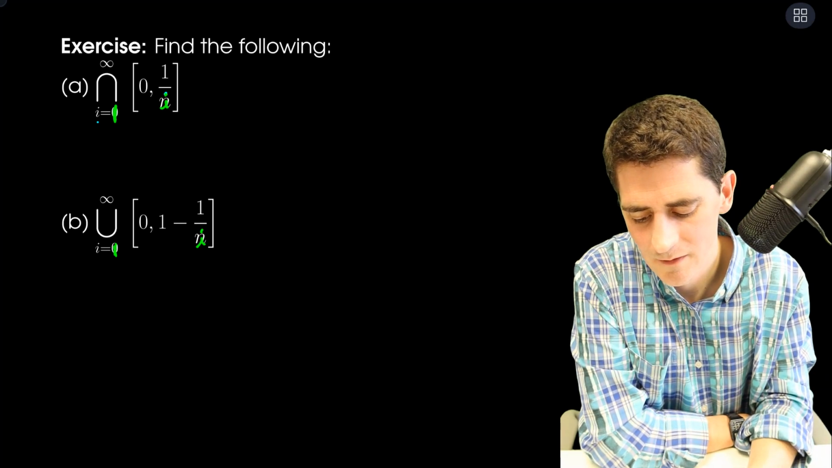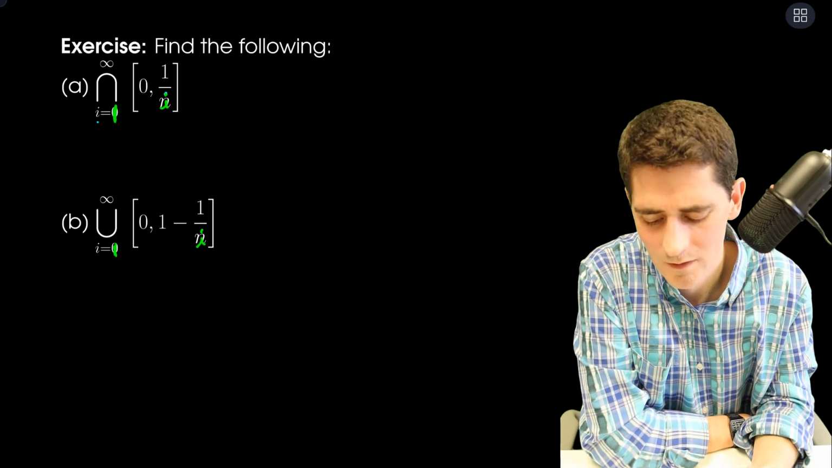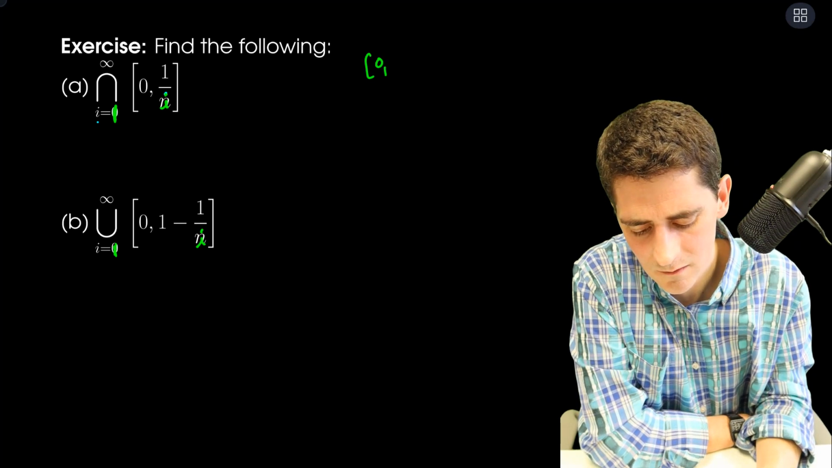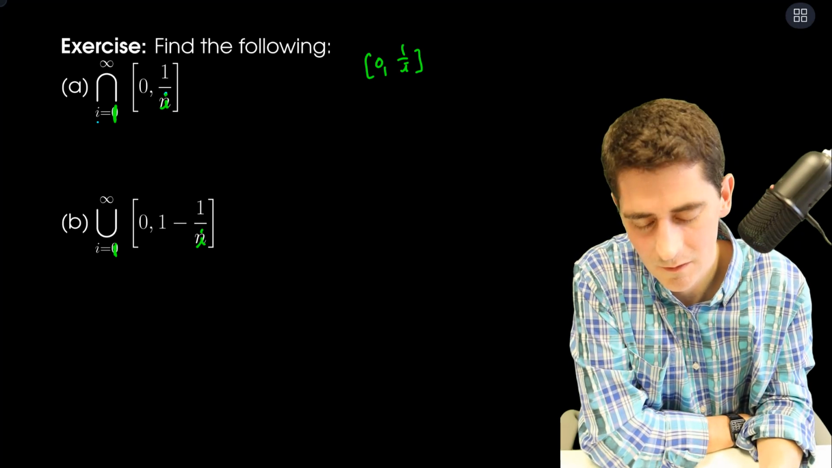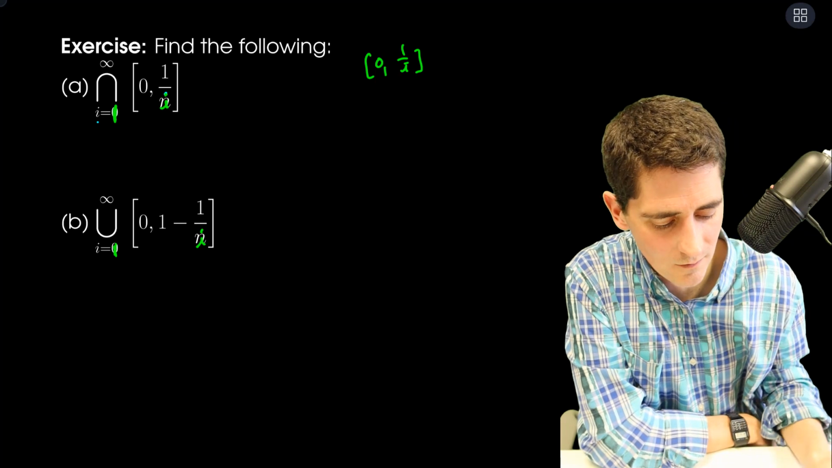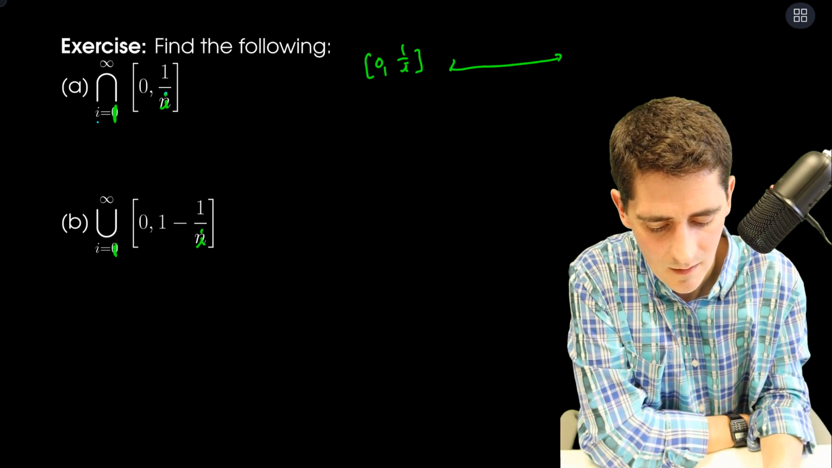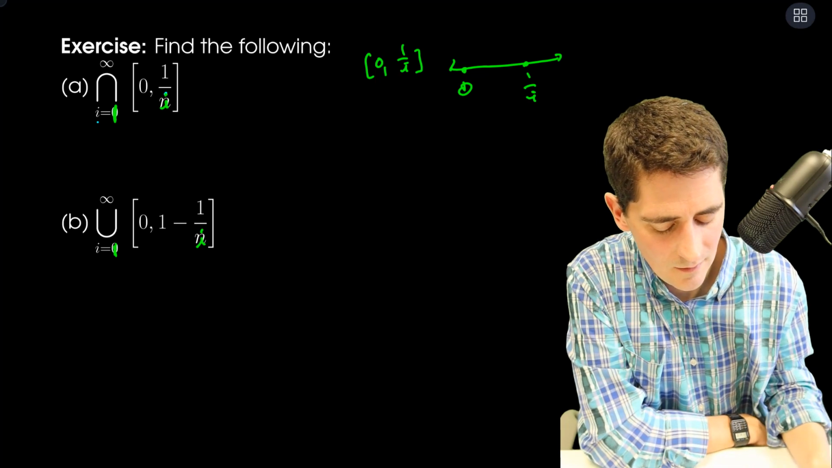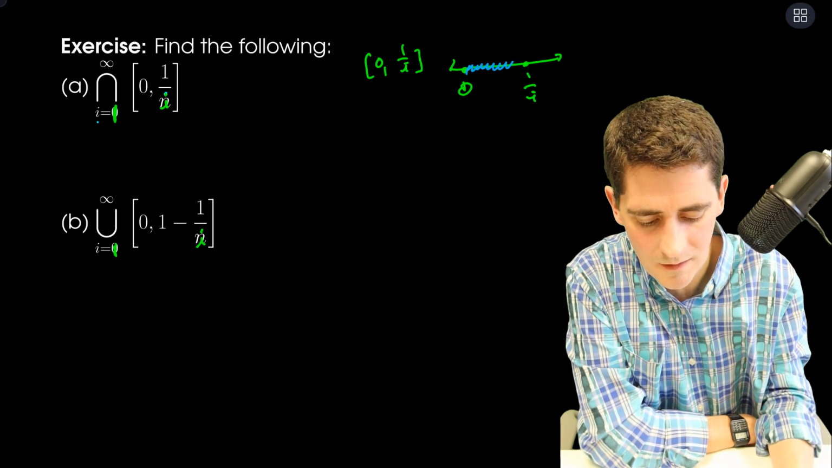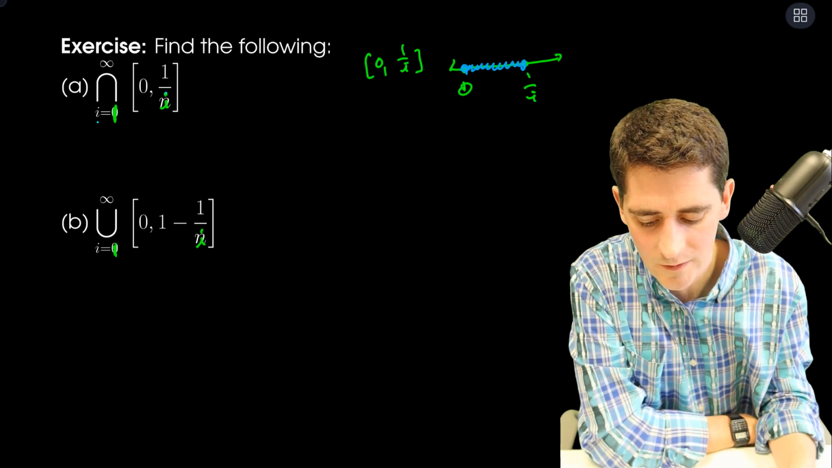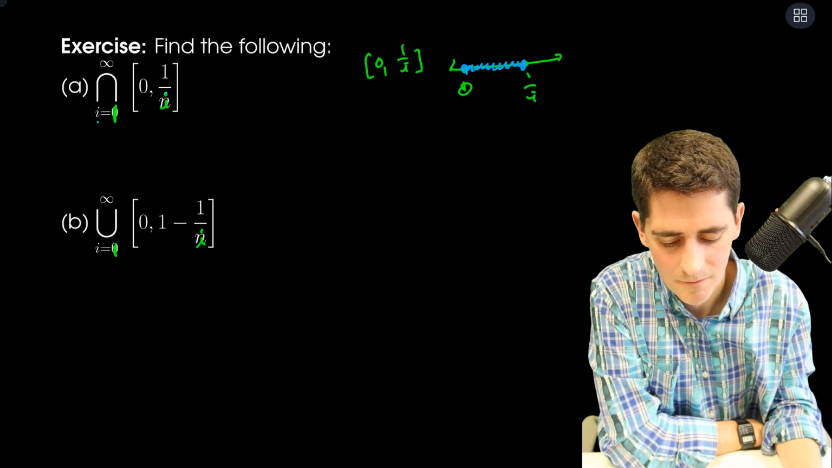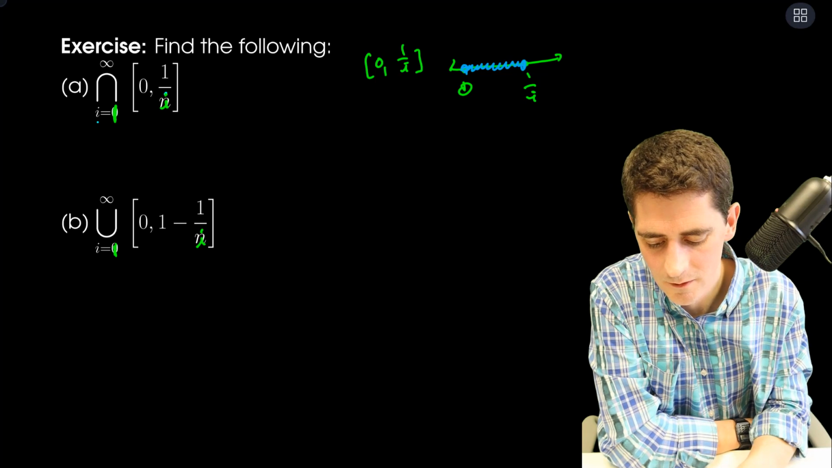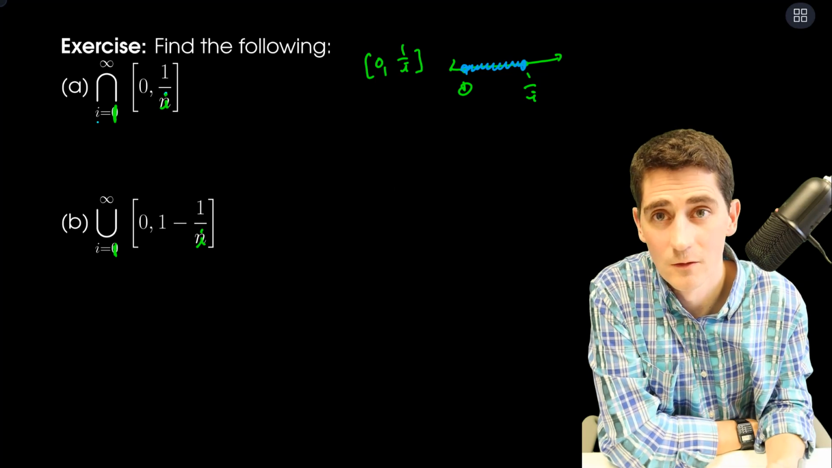So if I'm trying to think what that looks like, what is 0 to 1 over i? What does that look like? This is an interval, okay? So I could draw a number line, and I'm starting at 0, and I'm going out to 1 over i, whatever that is. And my interval is all the stuff including the endpoints 0 and 1 over i. So for example, if I said the first one is 0 to 1.